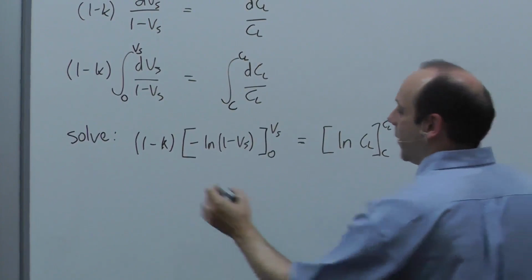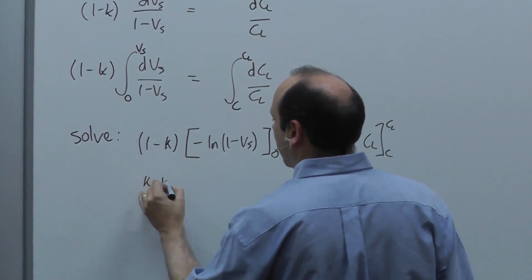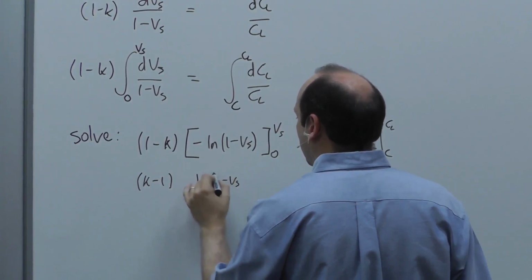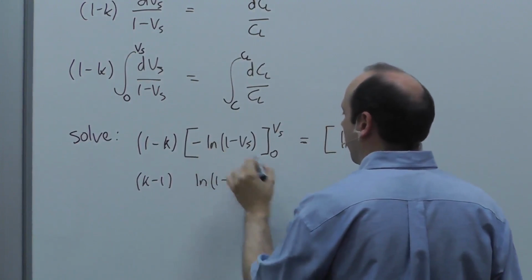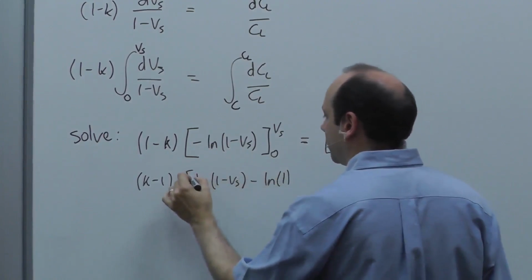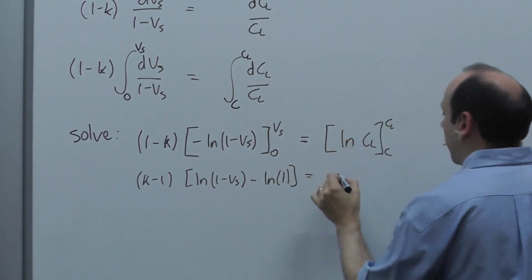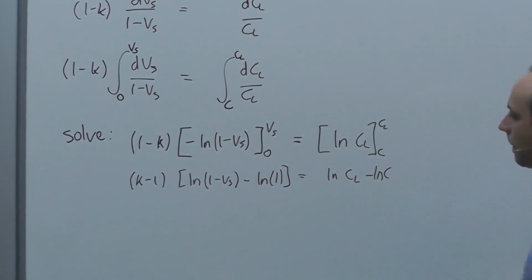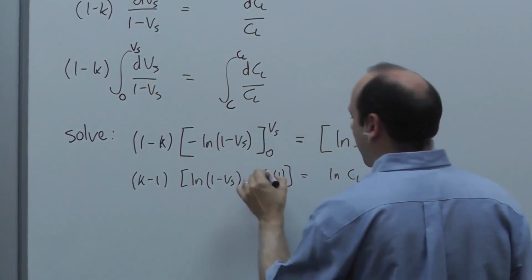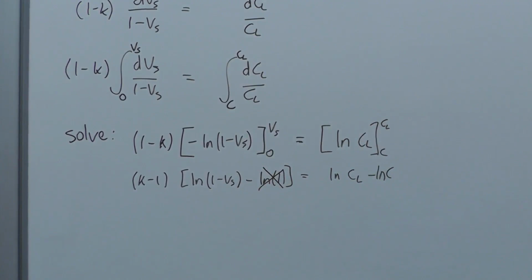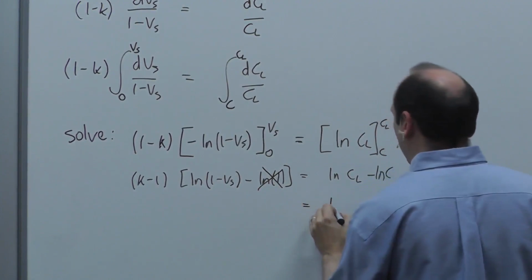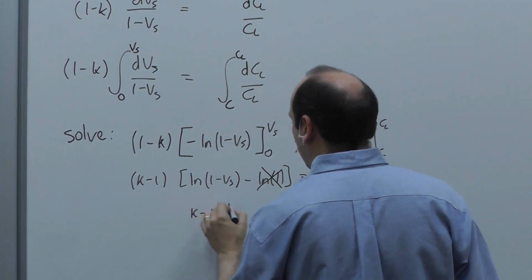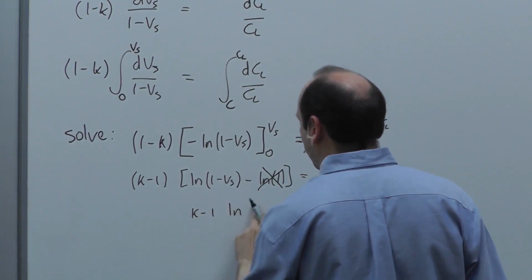So now I can take my minus sign out here and have k minus 1. And I've got log of 1 minus Vs minus the log of 1 minus 0, so log of 1. And then I've got log Cl minus log of C. So then I can say, well, the log of 1 is 0, so that goes away. And then I've got the log of Cl over C, and I've got k minus 1 times the log of 1 minus Vs.